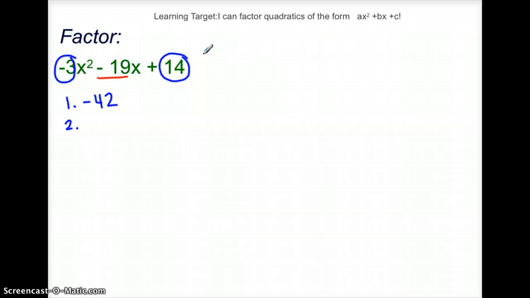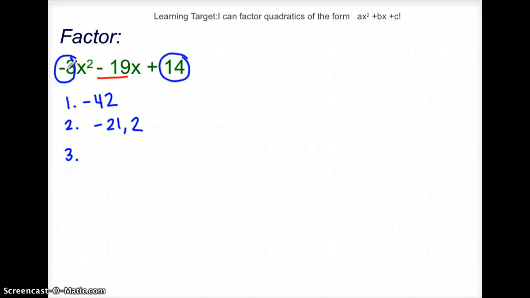So you're going to run through your factors of 42, see which one can give you a negative 19. One number is going to be positive, one's going to be negative, since they multiply to a negative number. So here's what I'm thinking. I'm thinking negative 21 and a positive 2. Let's make sure. They add to negative 19, yep. And they multiply to negative 42, yep. All right, so I think we've got our numbers.